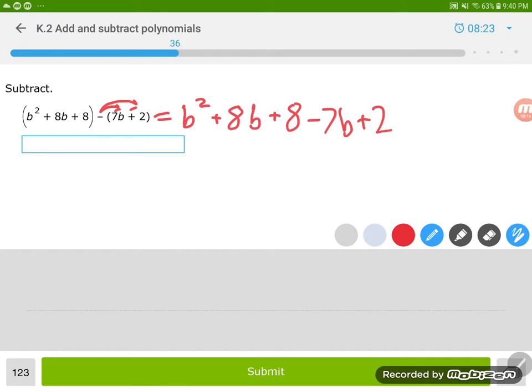Oops. And I actually made a small typo. Hopefully you can catch that. If so, kudos to you. This is actually supposed to be a negative 2. Because remember, my negative will distribute even to my 2.